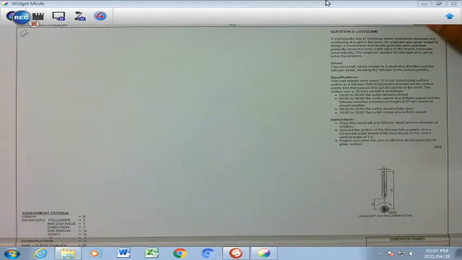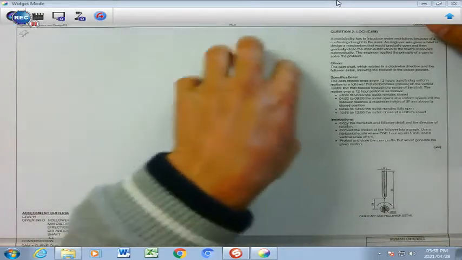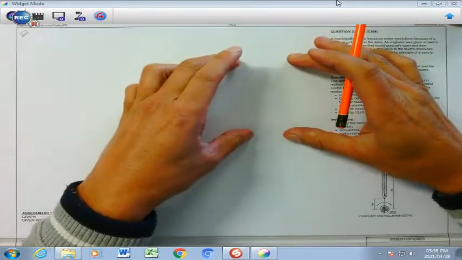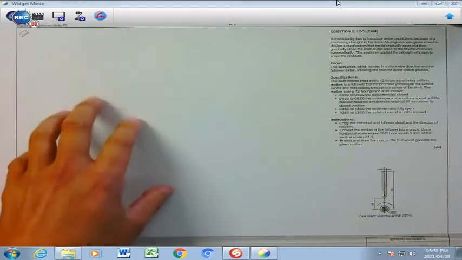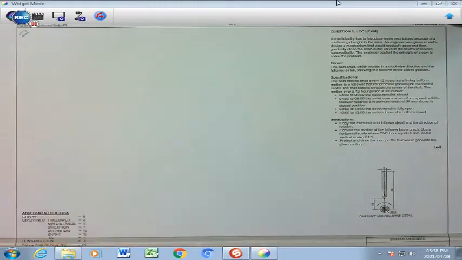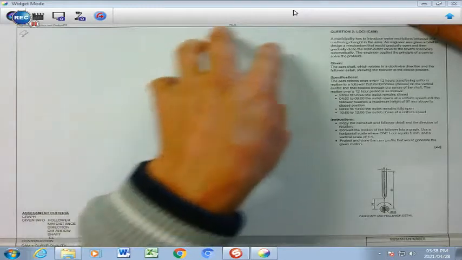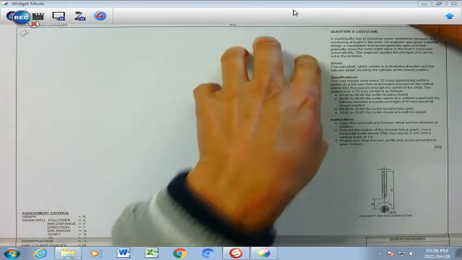Alright, so we are going to draw the CAM displacement diagram in this space over here, and then we are going to draw the CAM profile in this space over here. So it is very important that you have good space organization on your page. Do not start in the middle, you have to draw the CAM displacement diagram here.